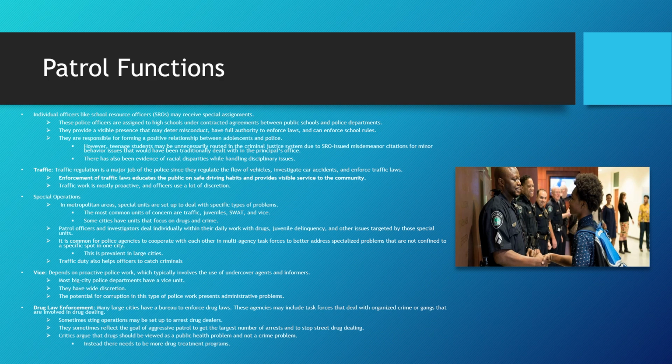The potential for corruption in this type of police work presents administrative problems. Drug law enforcement is described as many large cities that have a bureau to enforce drug laws. These agencies may include task forces that deal with organized crime or gangs that are involved in drug dealing. Sometimes sting operations may be set up to arrest the drug dealers. They sometimes reflect the goal of aggressive patrol to get targeted number of arrests and to stop street drug dealing.